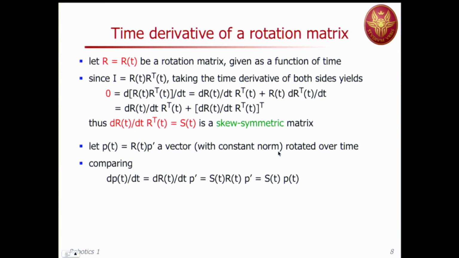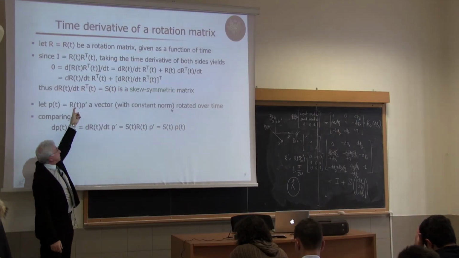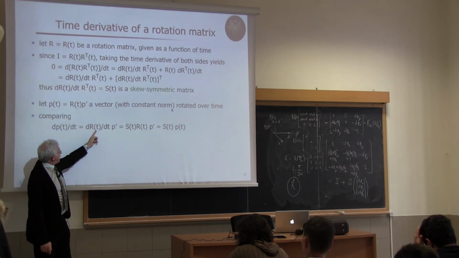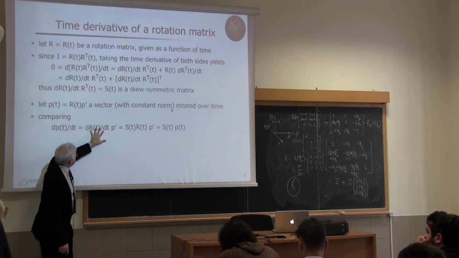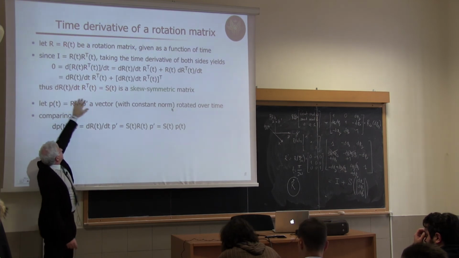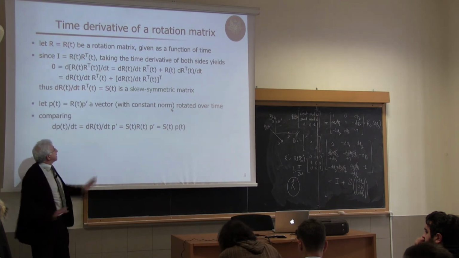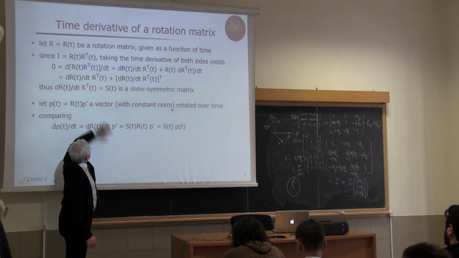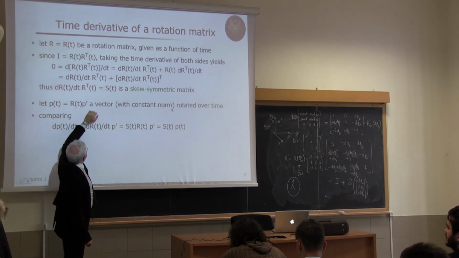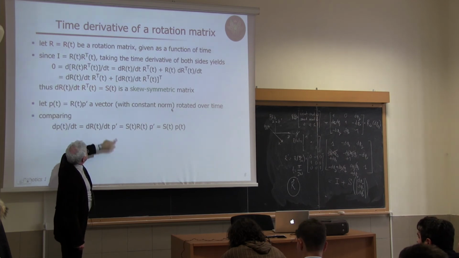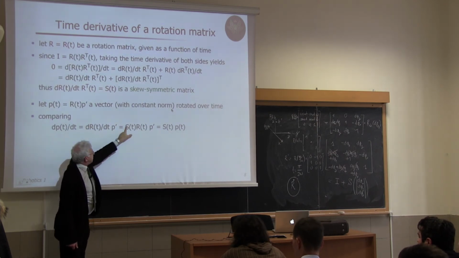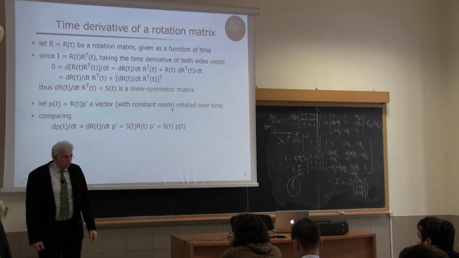Now, take the time derivative of this. So you have p dot, or dp over dt. I'm using this notation just to make it very clear. So I take the derivative of this. This is constant. This is time dependent. So I have dR dt times p prime. But I know that since this product gives a skew-symmetric matrix, I don't know how this skew-symmetric matrix is made, but I can multiply by R, and I have that the derivative of R is S of t times R. So I take this and I replace it by S of t times R itself.